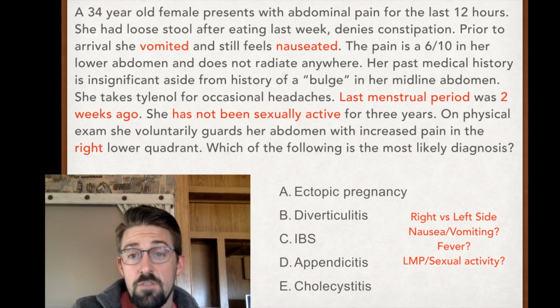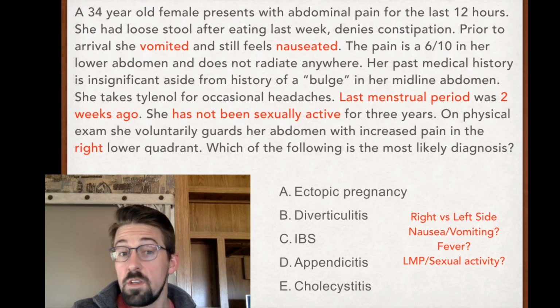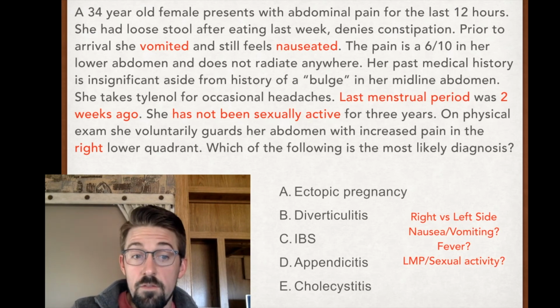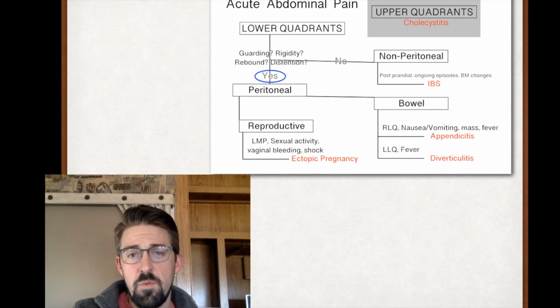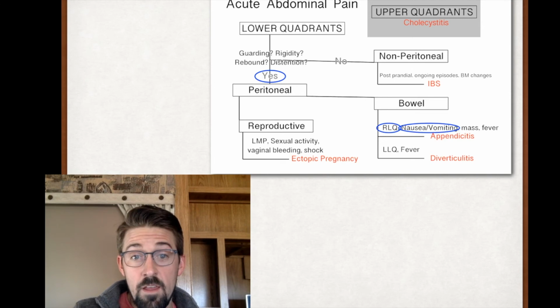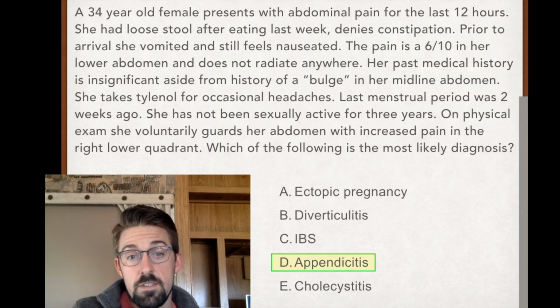She's nauseated, she vomited, LMP was 2 weeks ago, not sexually active, right lower quadrant. Guarding, rigidity, yes, it seems peritoneal to me. It's in the right lower quadrant. She has nausea and vomiting. This is really starting to sound like appendicitis to me. And in fact, appendicitis is the answer here.